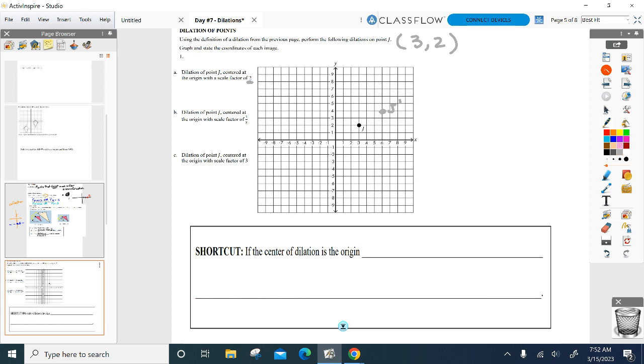So we're going to use slope. We went up 2 over 3, double it, up 2 over 3 again. All right, do it another time. So J prime here. What do we have there? (6, 4).